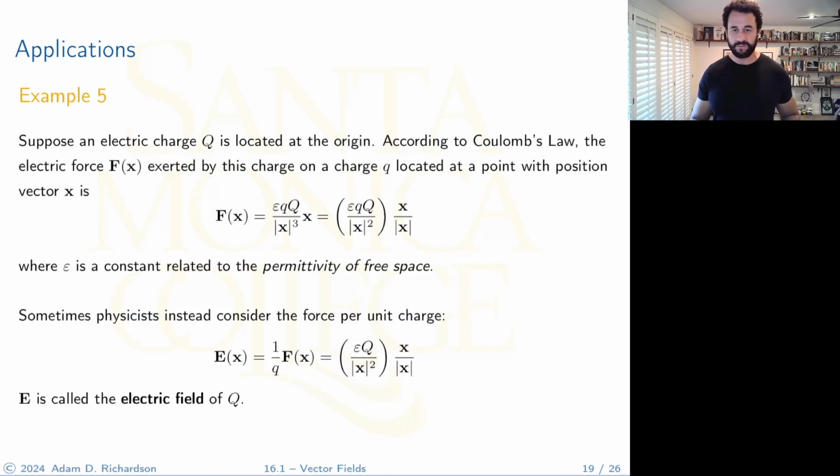Okay, now for the electrical engineers, here you go. So suppose there's an electric charge Q, and we're going to locate it at the origin. Then according to Coulomb's law, there's an electric force F exerted by this charge on another charge, little q, located at a point with position vector x, and it is given by this formula right here. So this is very, very similar to the formula we just saw. It's just in a different context now.